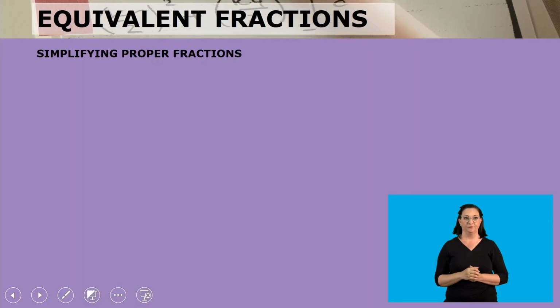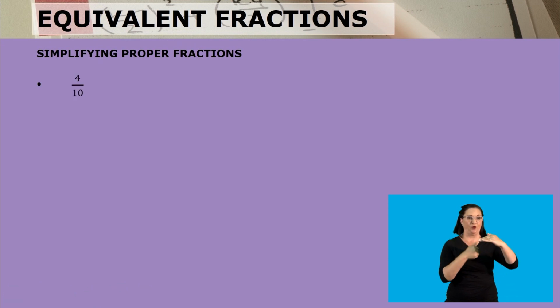So we are now going to be going into the first focus of our lesson, which is equivalent fractions and forms. We are going to start by simplifying proper fractions. An example of a proper fraction is 4/10 or 4 divided by 10. To simplify this fraction, we need to find the highest common factor.